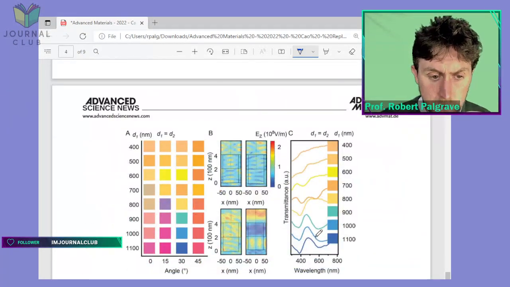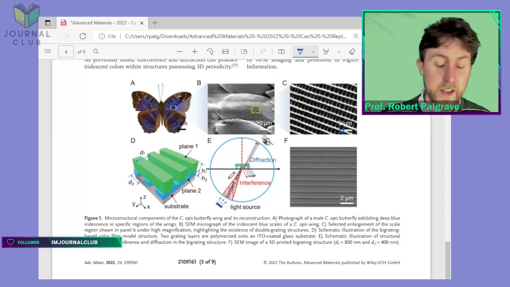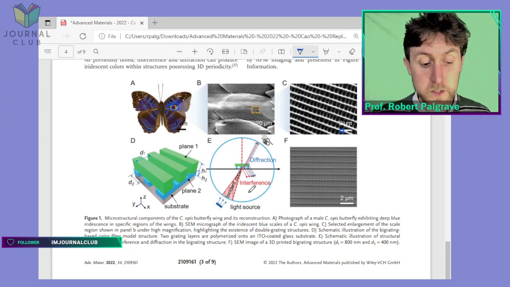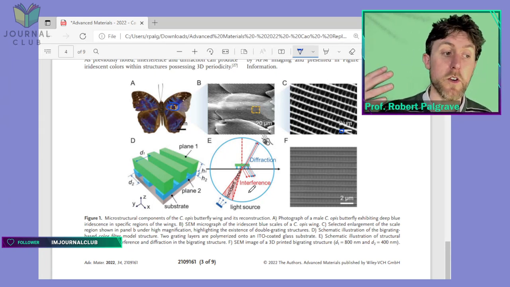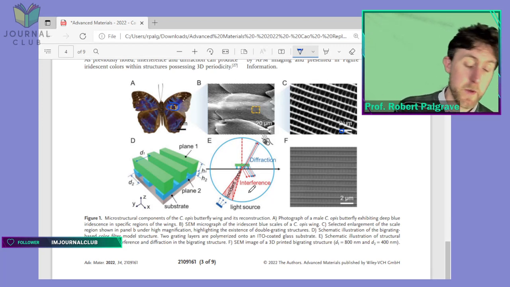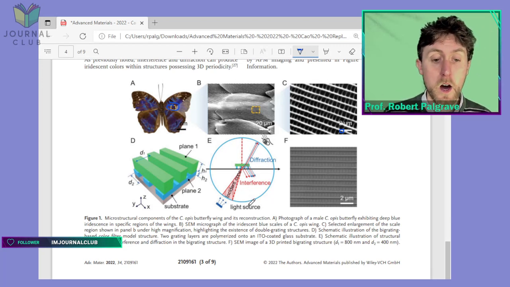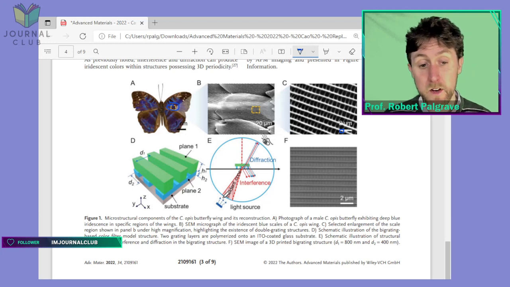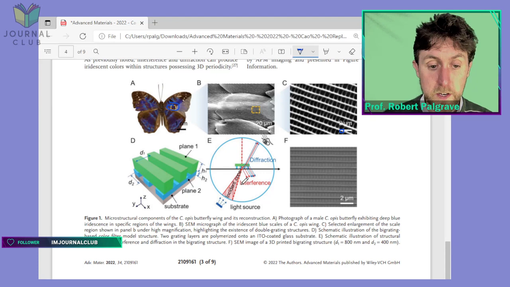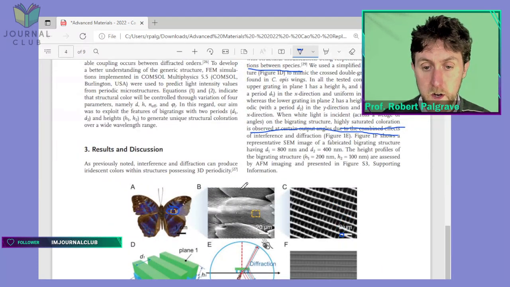Let's look at figure 1E. Yeah, okay, so they're saying you have both interference effects. So interference effects, remember, is what you get on soap bubbles or on oil slicks. Diffraction is what you get if you shine light through a diffraction grating. You may have seen one of those before. And these effects are combining together, interference and diffraction, to give this coloration of this artificial butterfly wing.